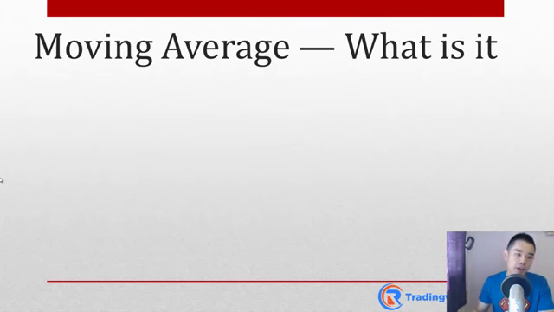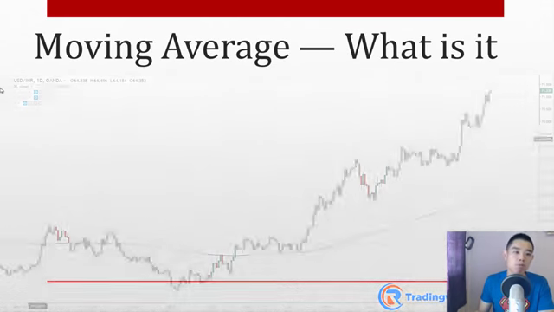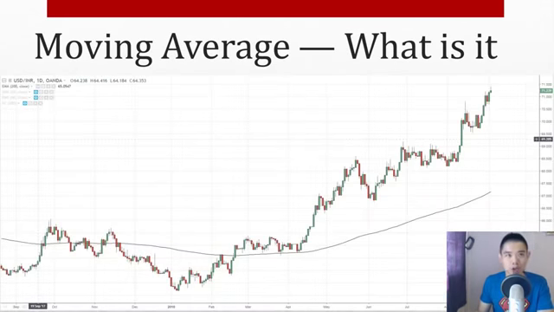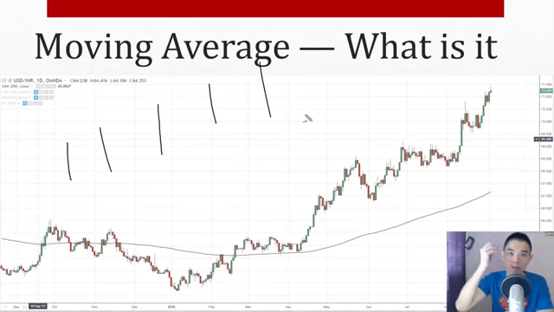So the first one, moving average, very straightforward. What is it? A moving average is a line on your chart. How it's calculated, let me share with you. Let's say a 5-period moving average. How we get its value is, let's say you have the last 5 candles, 1, 2, 3, 4, 5. What it does is take the closing price of the last 5 candles, add up all the closing prices, and divide by 5. Let's say you get a value called X.